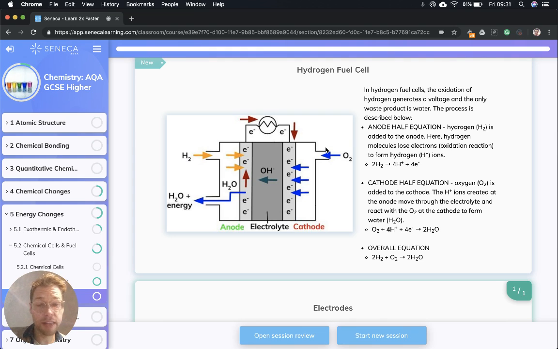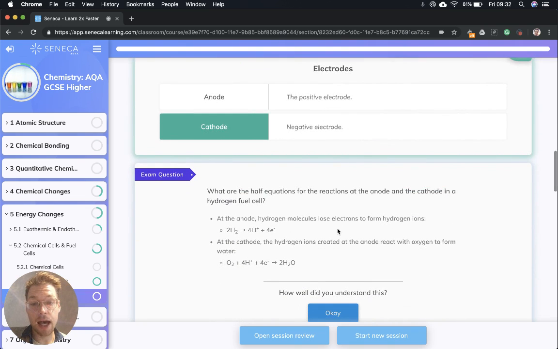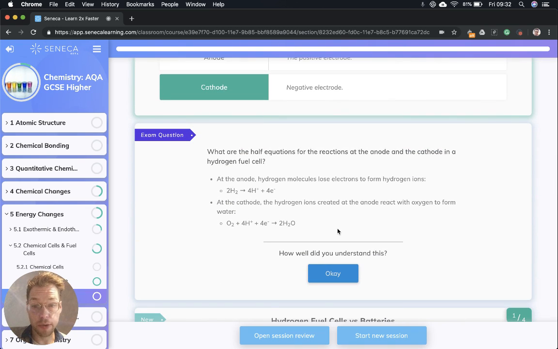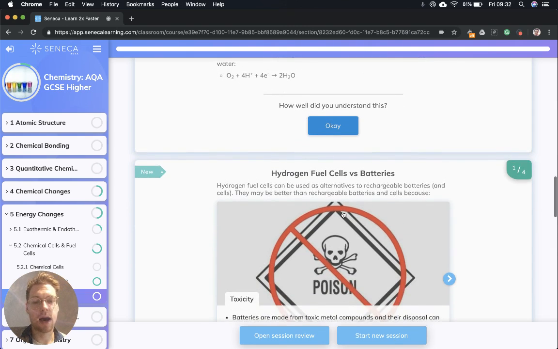So if we put that together, the overall equation is 2H2 plus O2 goes to 2H2O. Okay, so that's what happens in a fuel cell. And make sure you learn those half equations. They're really important. They're often on exams, and they're really easy marks because you just need to learn them.